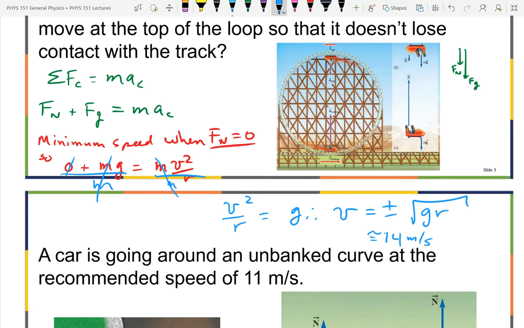Now I put plus or minus because whenever you do the square root, you have two answers, plus and minus. But since I was only asked for the speed, I didn't care about the minus, I just need the magnitude. And of course, it could be going clockwise or counterclockwise, either direction you would stay on there if you're going faster than that speed.